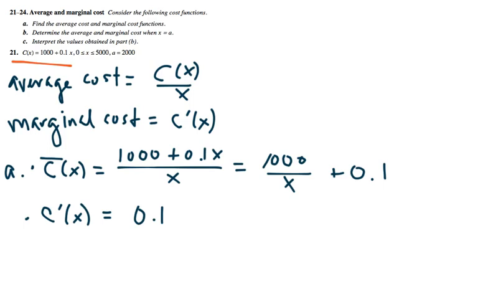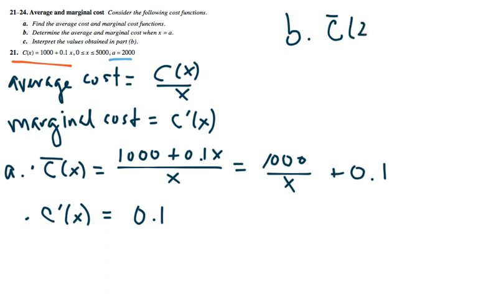Okay, part B is asking us to determine the average and marginal cost at x equal to a. Okay, so for this problem, a is 2,000. So this is simply asking us to evaluate the two functions we found in part A at x equal to 2,000. So for part B, I'll just squeeze it up here.